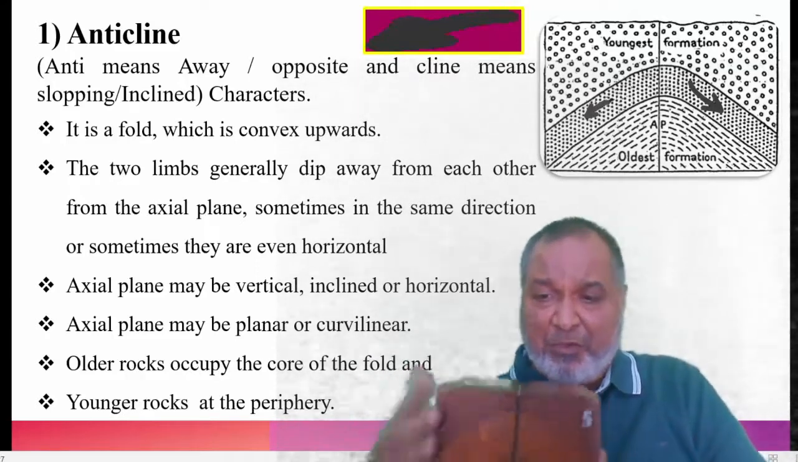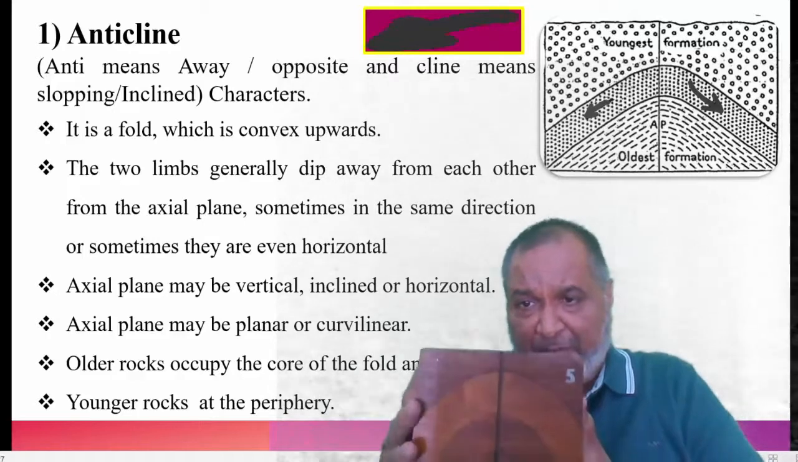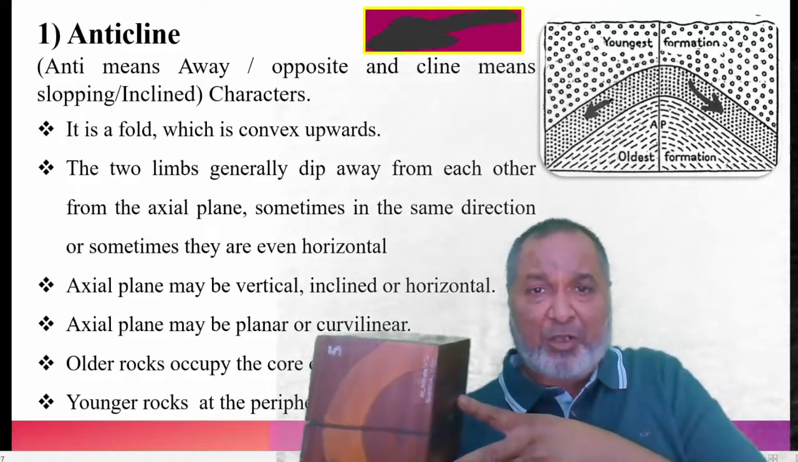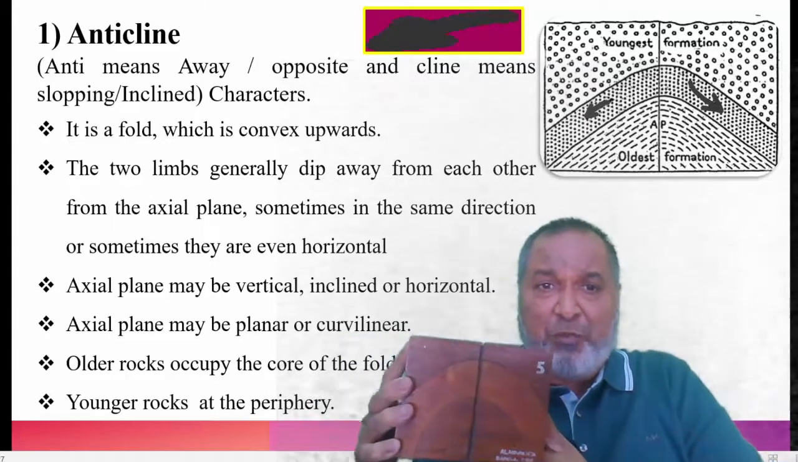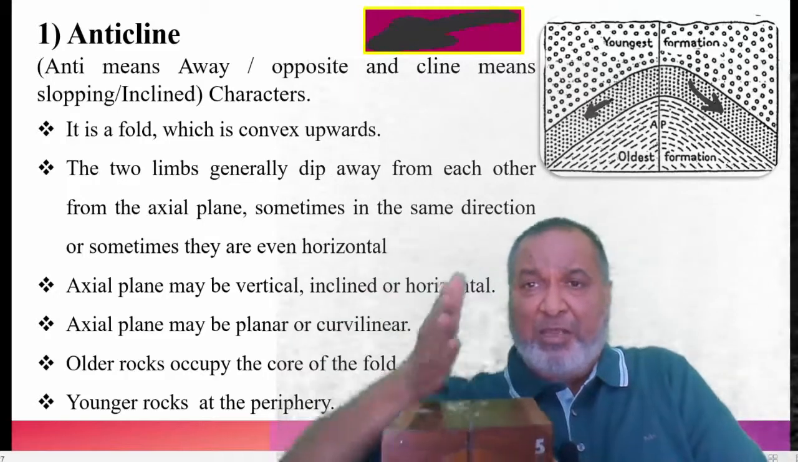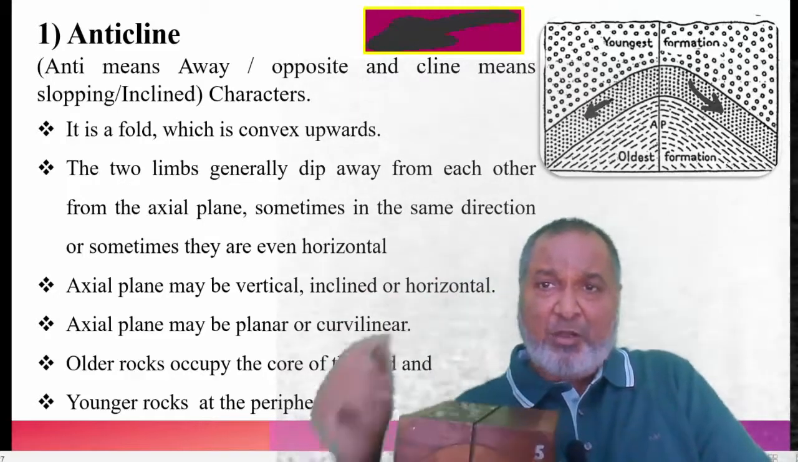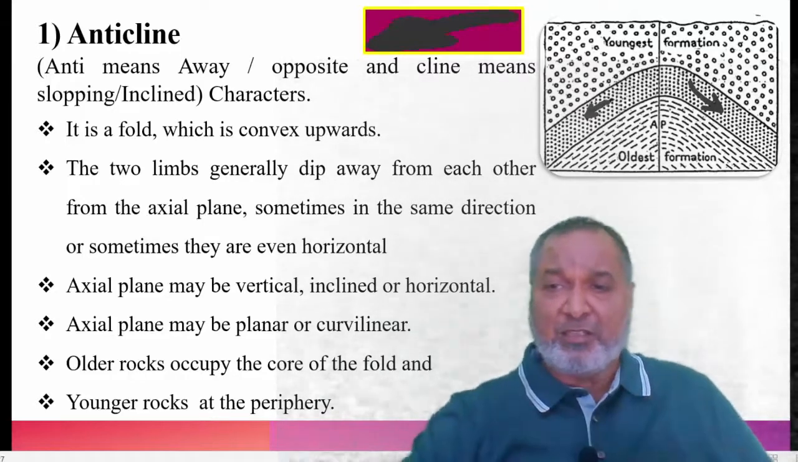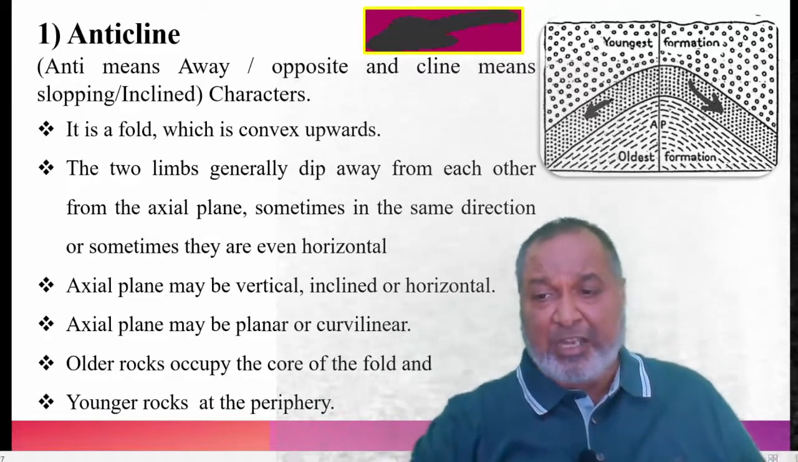The axial plane may be vertical. Yes, here we are showing vertical, or it can be inclined, or it may be horizontal. So any position is possible for the axial plane. The axial plane may be planar, or it may be curvilinear. Older rock at the center and younger rock at the periphery. This is what we have, the anticline.